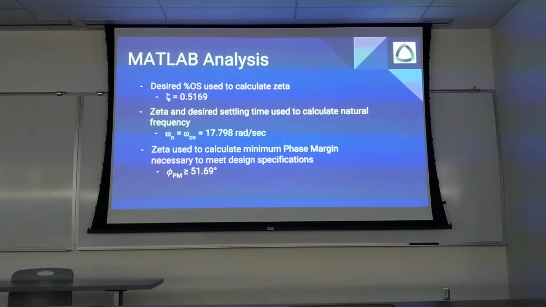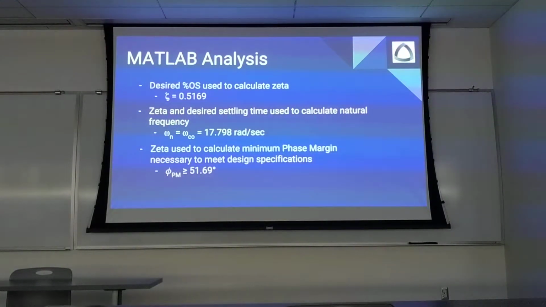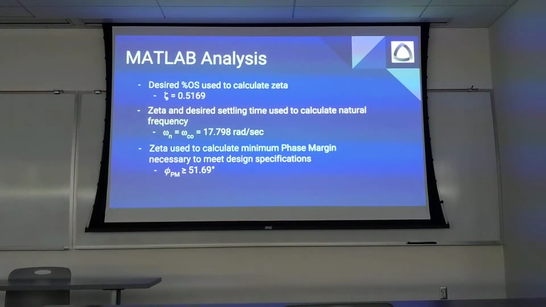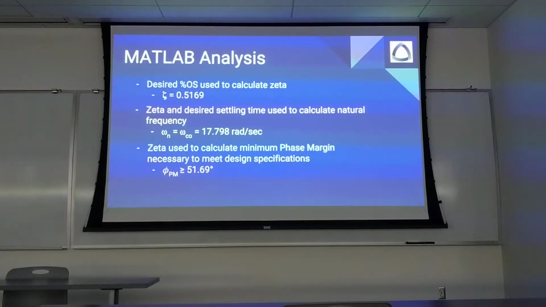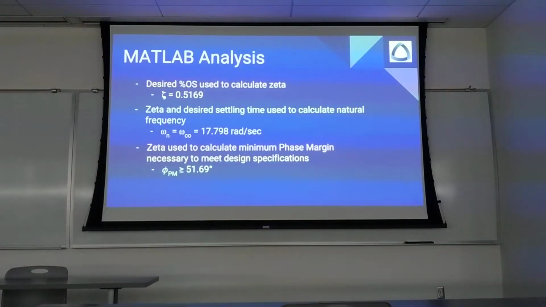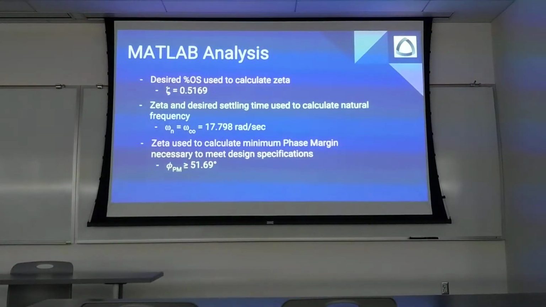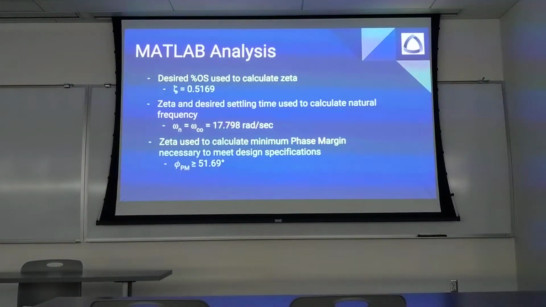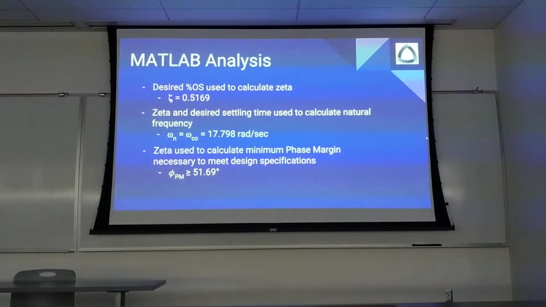Finally, zeta would be used to calculate a minimum phase margin necessary to meet the design specifications, which was 51.69 degrees. When the crossover frequency was 17.798 radians per second, it is important that the phase margin was at least 51.69 degrees in order to meet our design specifications, which it was.